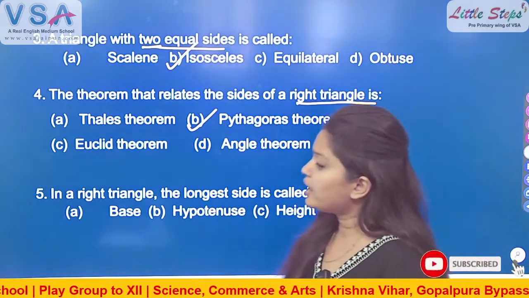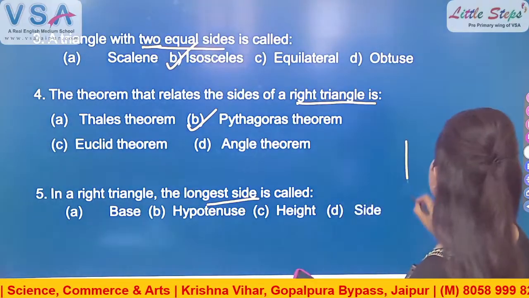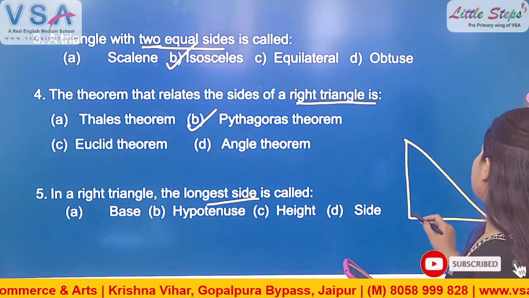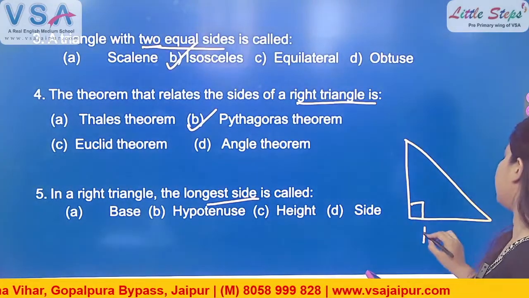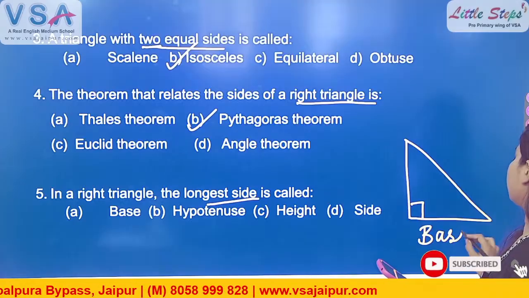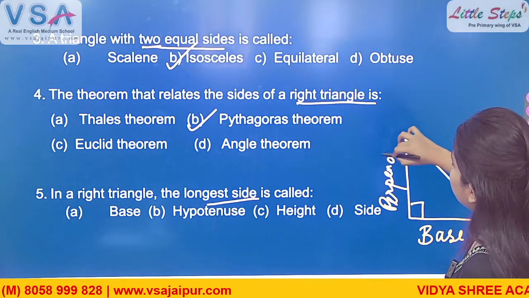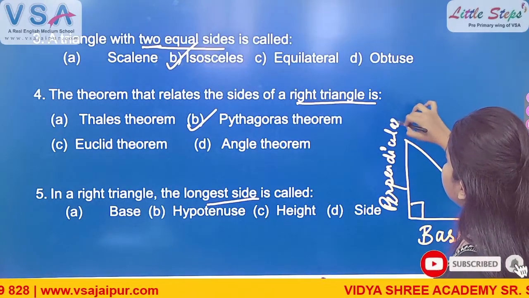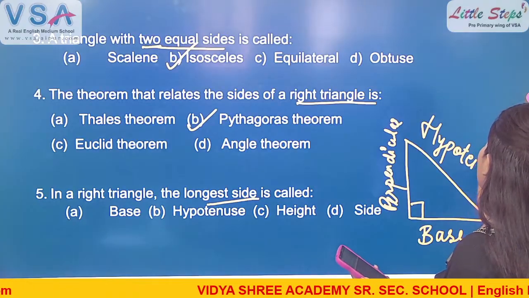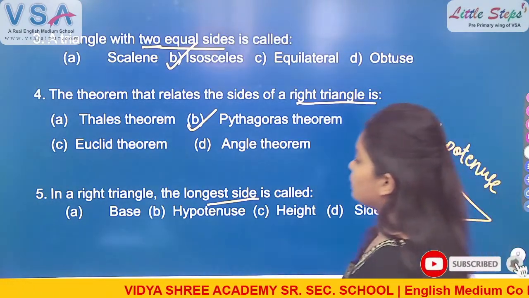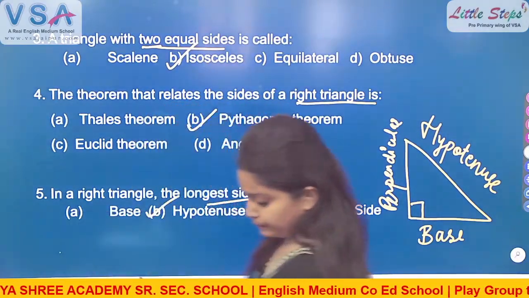Yes. Fifth MCQ: in a right triangle, the longest side, as you all know, this is a right triangle. If you know, then you know which side is the longest one. This is the base. This is the perpendicular. And this is the hypotenuse. What do we call the longest side? We call it the hypotenuse. Okay?